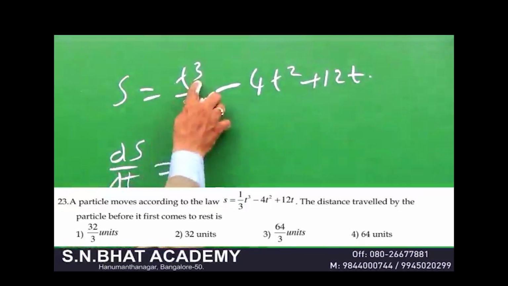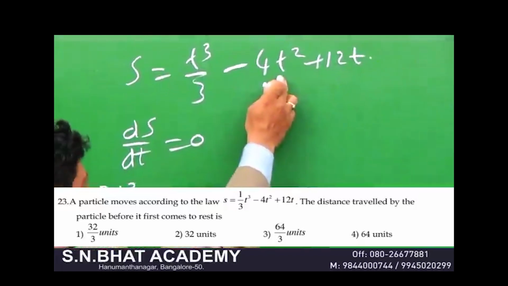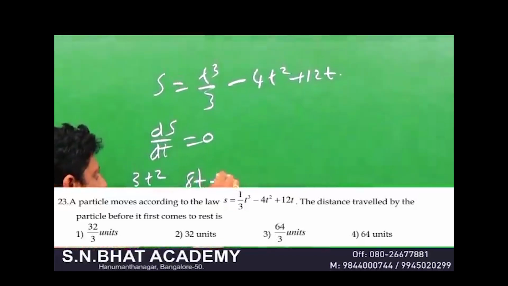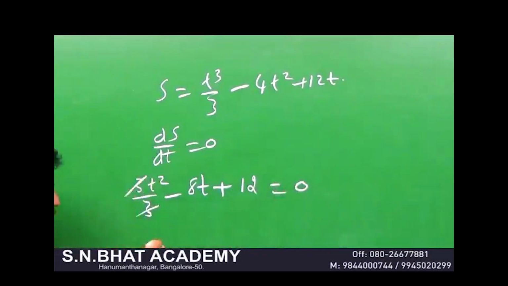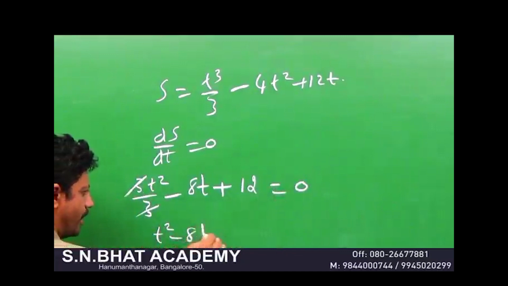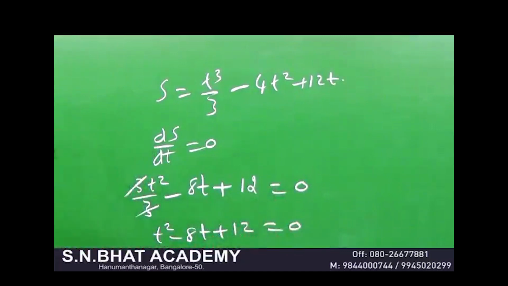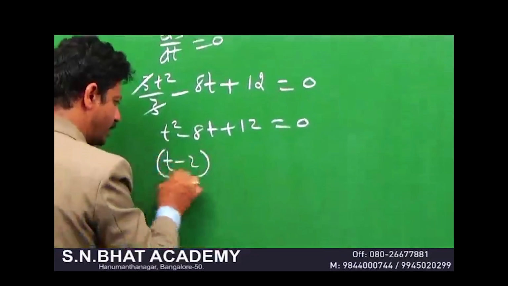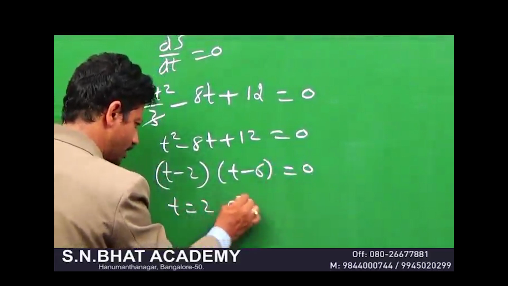We have to differentiate. For t cube it is 3t square by 3. For t square it is 2t, 4 into 2t is 8t. For 12t it is 12, equal to 0. Cancel 3. So you get a quadratic equation. T square minus 8t plus 12 equal to 0. You can factorize it. It is t minus 2 into t minus 6 equal to 0. Or you get t equal to 2 or 6.